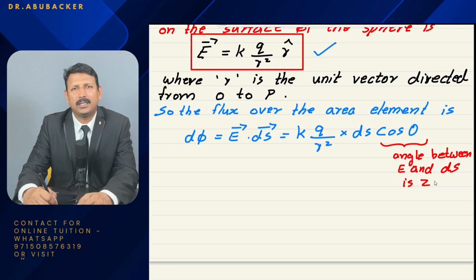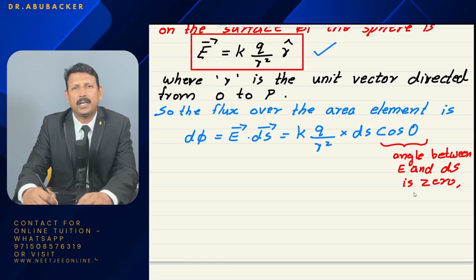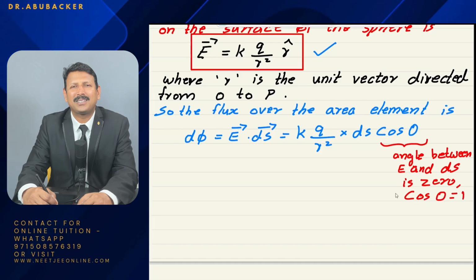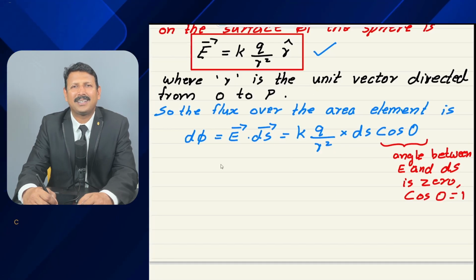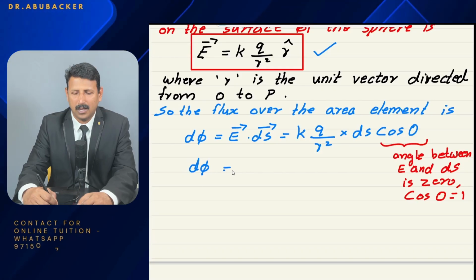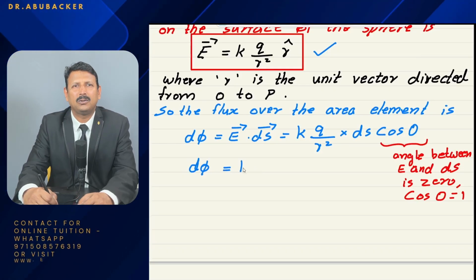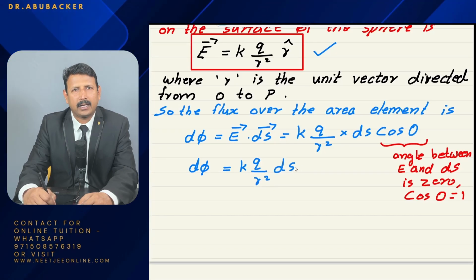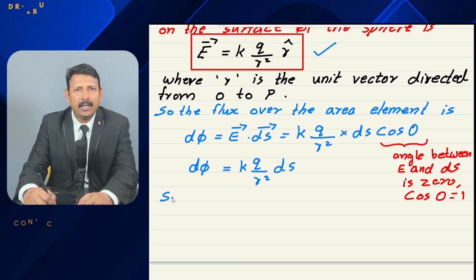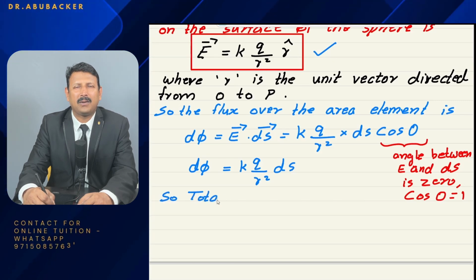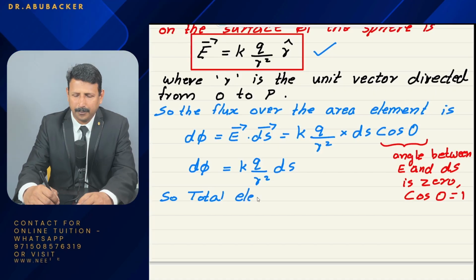If that is 0 in this case, what is the cos 0 value? 1 or 0? 1. Okay, cos 0 value is 1, sin 0 value is 0, okay? So d phi is equal to, we write the value, k is there, then q by r square is there, then ds. Not writing cos theta because its value is 1, right? Into 1, if you want you can present it, but it is not actually required.